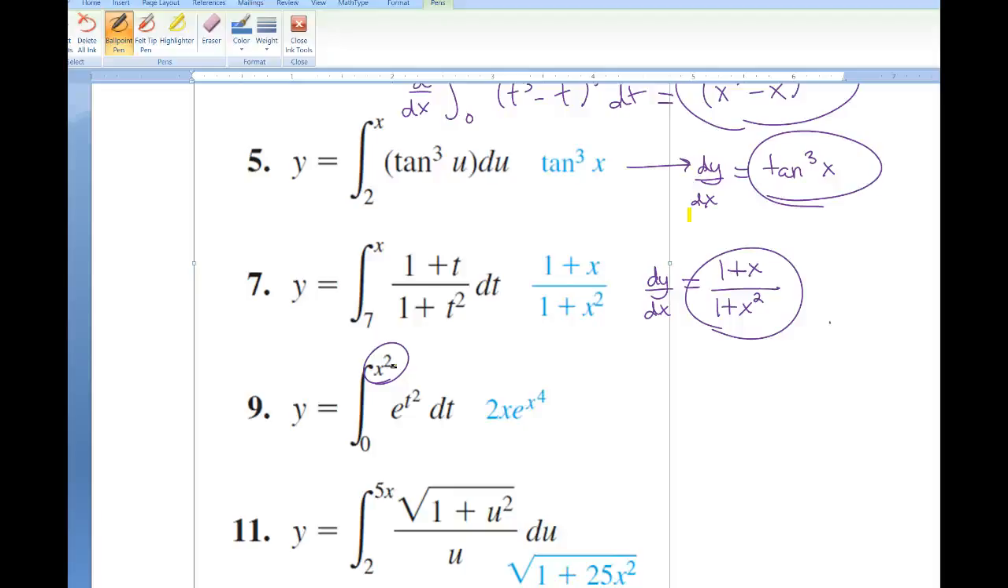The next one, the lower bound is a constant, so that's good. The upper bound has a variable, however, it's no longer just x, it's x squared. So we have to apply chain rule. So it's dy dx. So we're going to take this, it becomes e to the x squared times, what's the derivative of x squared? So the whole thing becomes 2x e to the x to the fourth. That's how you do it.